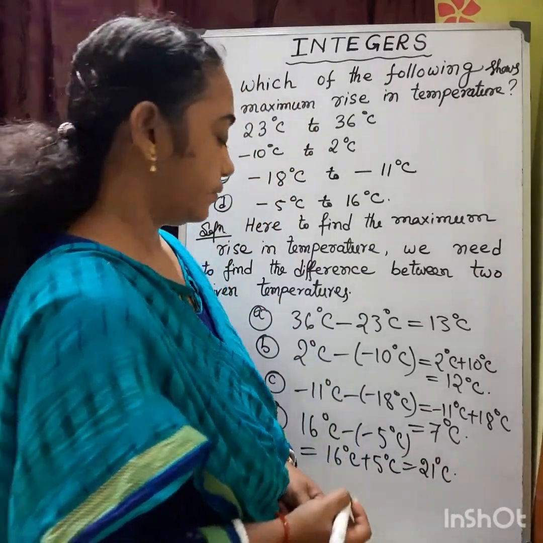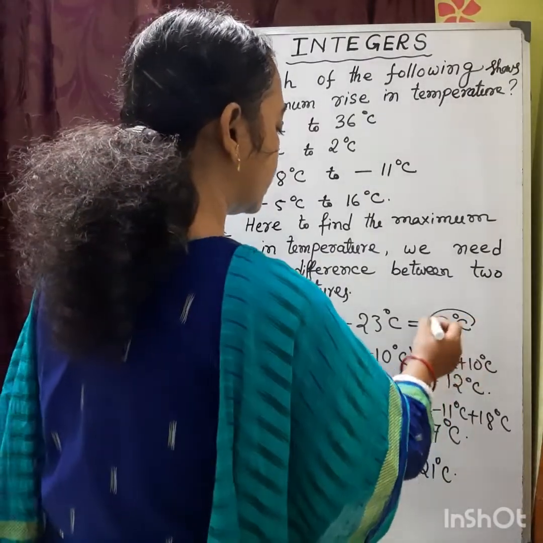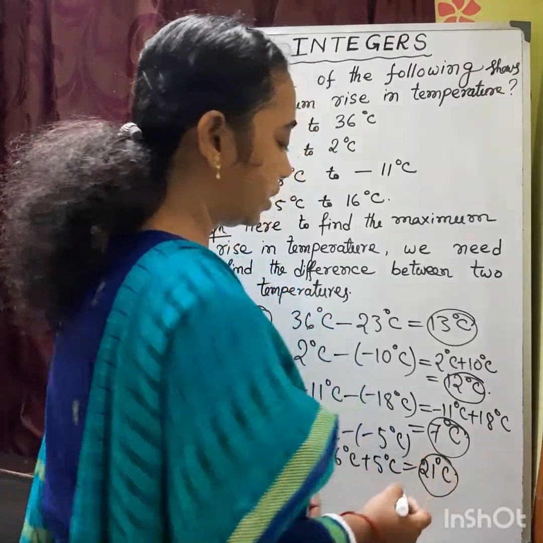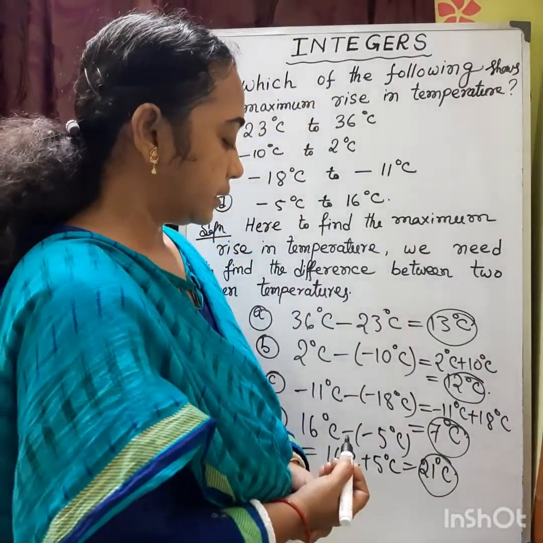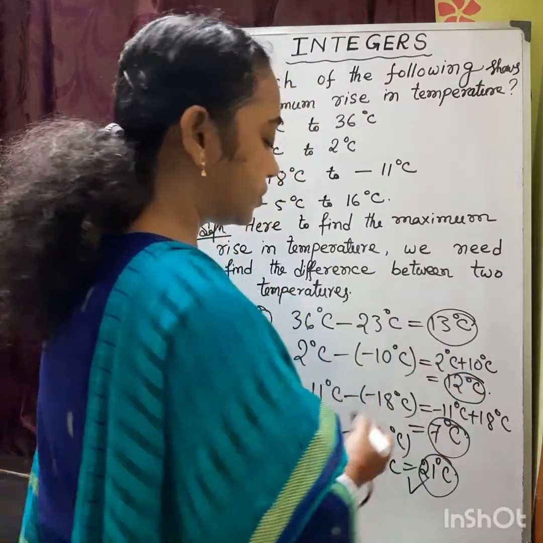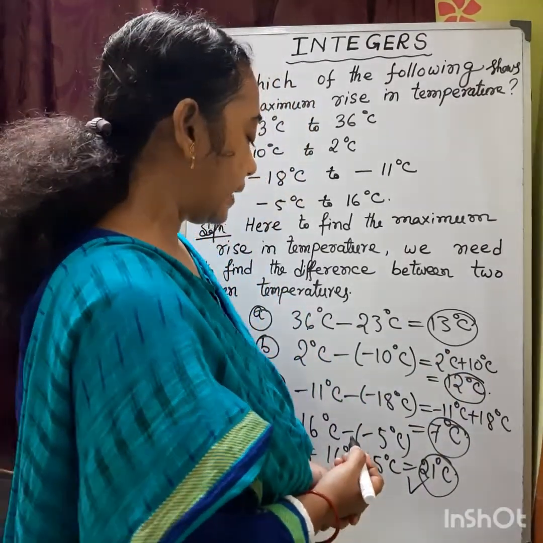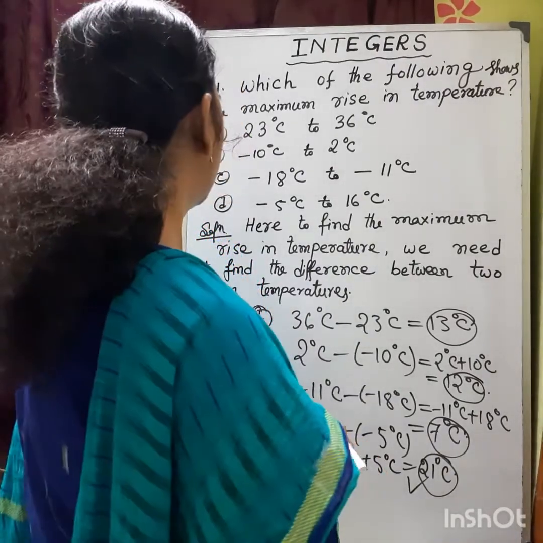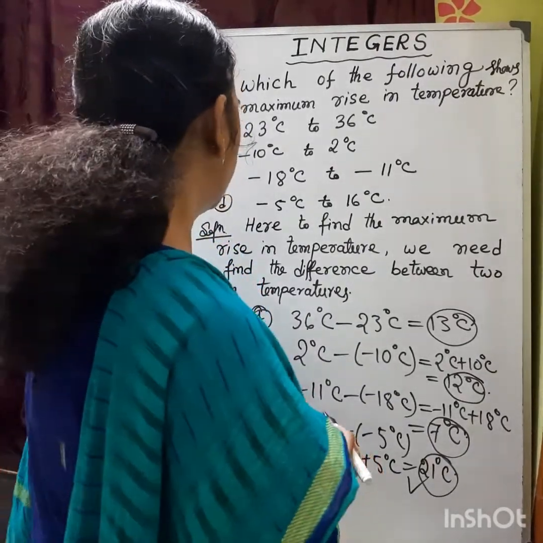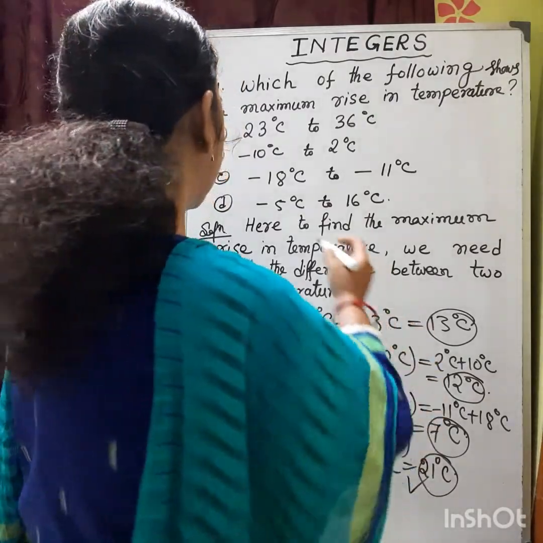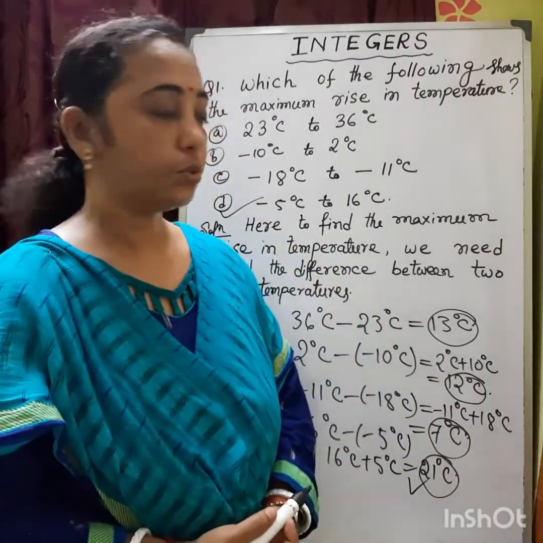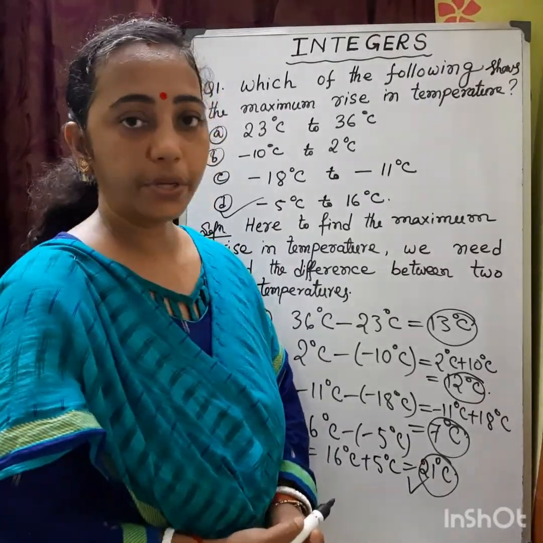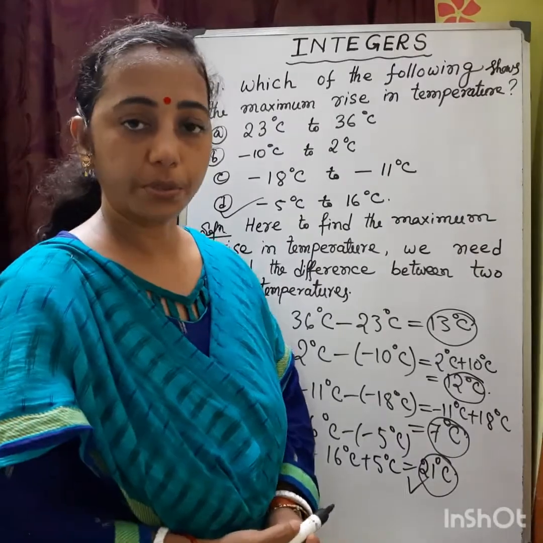Now if you see the four options, what is the difference? First one is 13 degrees Celsius, then 12, then 7, after that 21. So out of these four results, the last one is greater than the other three options. So we can say that the correct answer to which of the following shows the maximum rising temperature is option D, that is minus 5 degrees Celsius to 16 degrees Celsius. This is the maximum rising temperature out of these four given options.